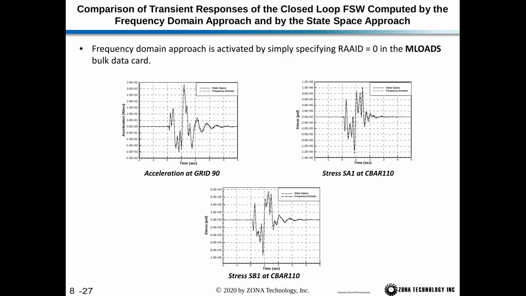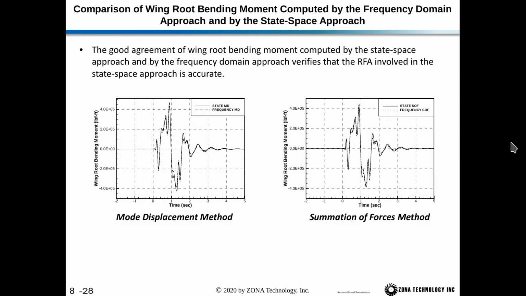Next, we'll compare the transient response of the closed loop computation through the frequency domain approach and the state space approach. So the frequency domain approach is activated by specifying RAAID equal to 0. So if we look at the acceleration at grid 90, you can see that we have a very good agreement. So that indicates that we have a good RFA. And then this is our stress SA1 and SB1. Once again, we've got a very good agreement. So we'll move on to the wing root bending moment. So on the left, we have the mode displacement method. On the right, we have the summation of forces method.